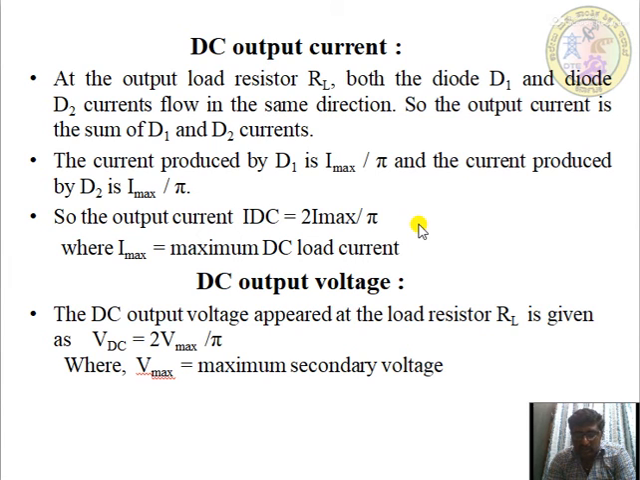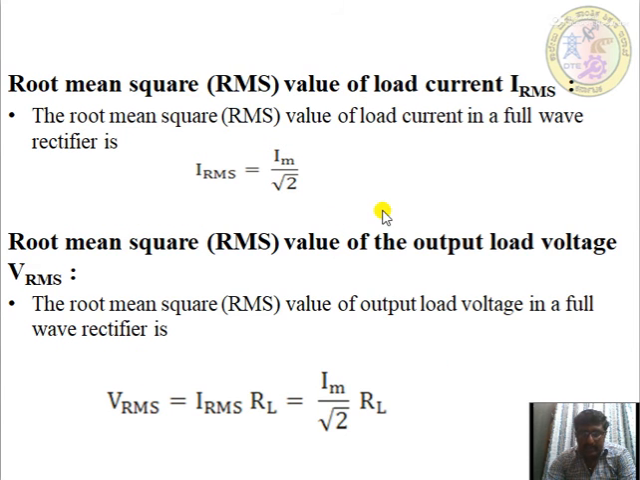The formula for the DC output current is IDC is equal to 2 Imax by pi, and the DC output voltage is VDC is equal to 2 Vmax by pi, where Vmax is the maximum secondary voltage. The root mean square value of the load current, IRMS, is given by Im by root 2, that is the RMS value of load current in a full wave rectifier.